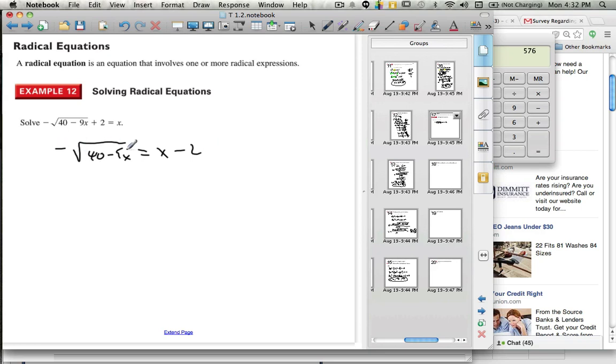Okay, and when I square this, remember this is basically negative 1, right? So I have negative 1 times, we'll go ahead and put the negative 1 there, and when I square it, I'm going to square that, and then I'm also going to square the other thing.